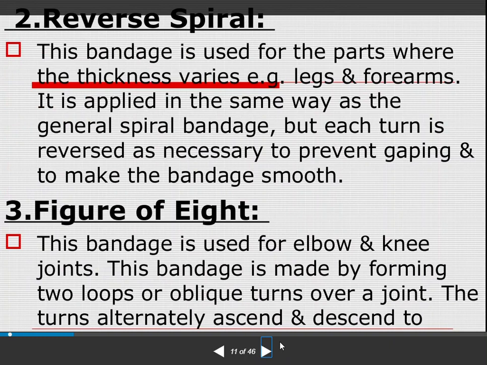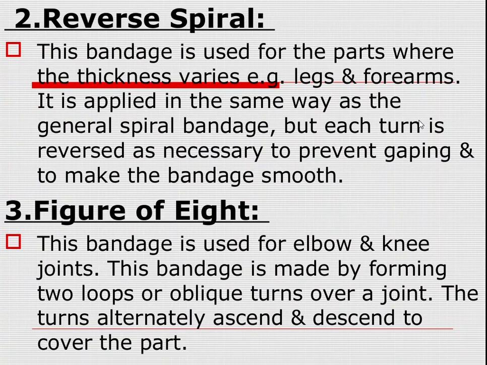Next is the figure of 8 that we have already discussed. If you remember, this bandage is used for the elbow and knee joints. Means if we are using a bandage over a joint, then this bandage is done by the figure of 8. It is made by forming two loops or oblique turns over a joint. The turns alternately ascend and descend to cover the parts. Means upward and downward rotation of the bandage can be there to cover the whole part.